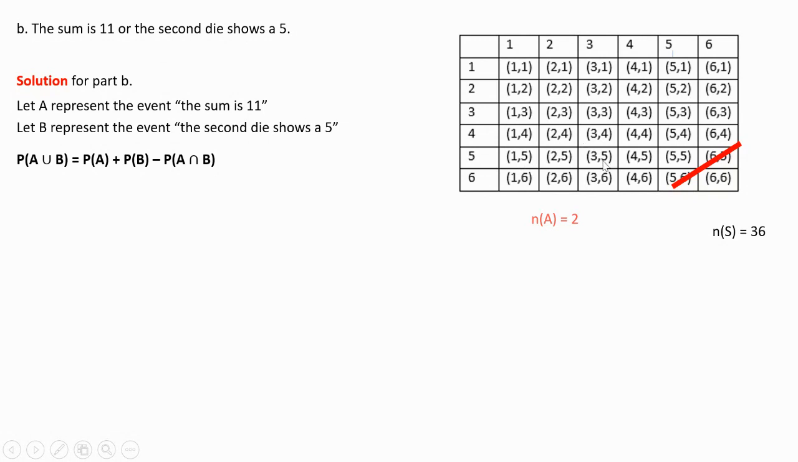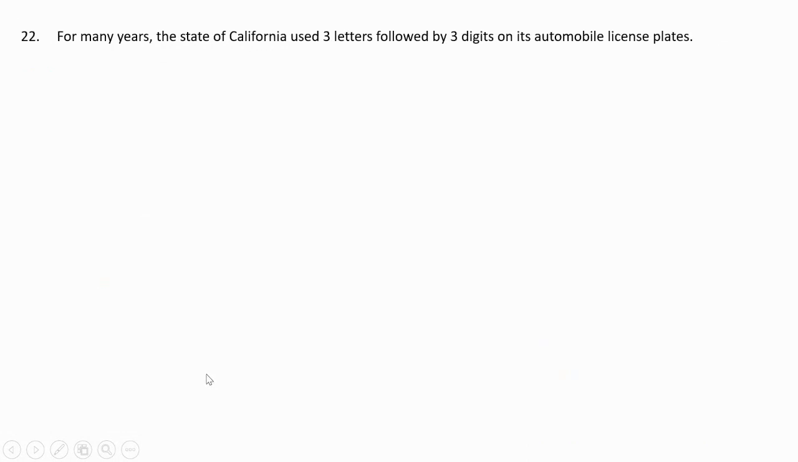So second die is a 5 is going to be all these right here across. So it's going to be 6. Now, where do they intersect? It will just be right there, guys. That's where they intersect. So it's going to be 1. Plug into the formula. P of A is 2 over 36 plus 6 over 36 minus 1 over 36. The answer is 7 over 36. That's my answer. Okay, now for 22.